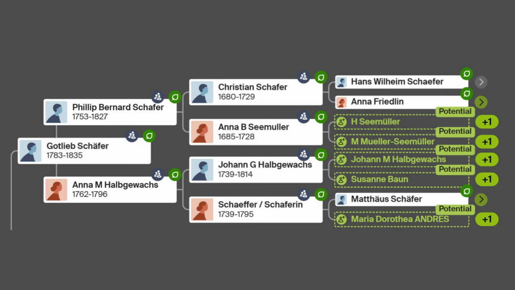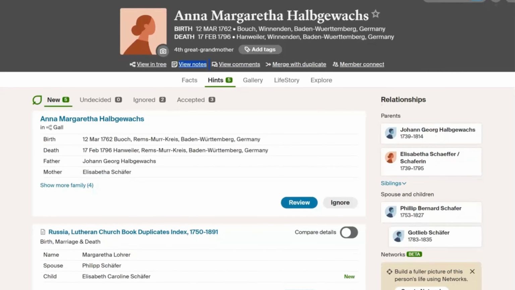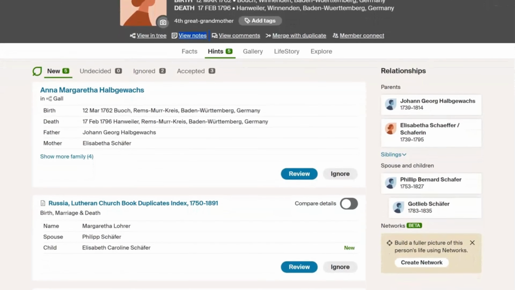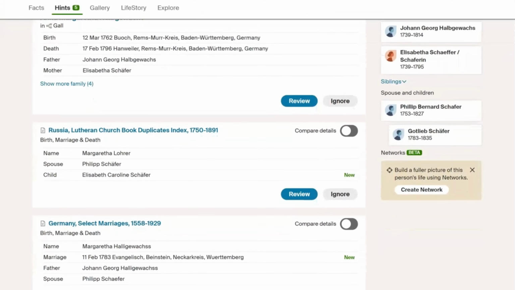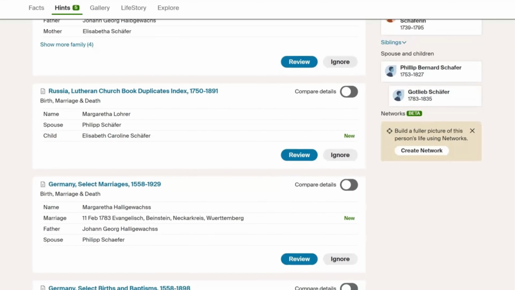When most people start building their tree, they rely on hints from websites like Ancestry or FamilySearch. These hints can be helpful, but they are not proof. They are just suggestions based on names, dates, and other people's trees. And sometimes those suggestions are wrong.